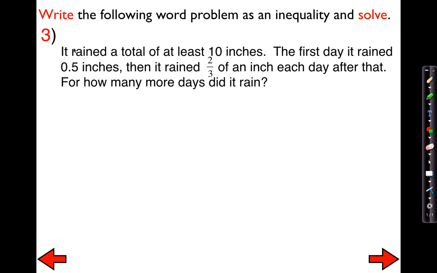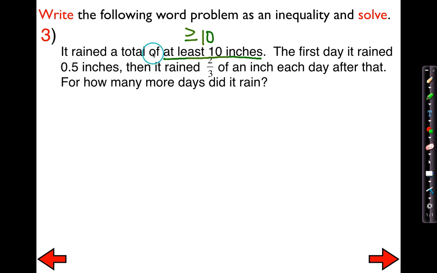Number 3, it said it rained a total of at least 10 inches. The first day it rained 5/10 of an inch, or half an inch. Then it rained 2/3 of an inch each day after that. For how many more days did it rain? Okay, so first, since this information was given to me first, it was at least 10 inches. So at least means you can include 10, so it could equal 10, or it could be more than 10. So we're going to go ahead and use the symbol greater than or equal to 10.